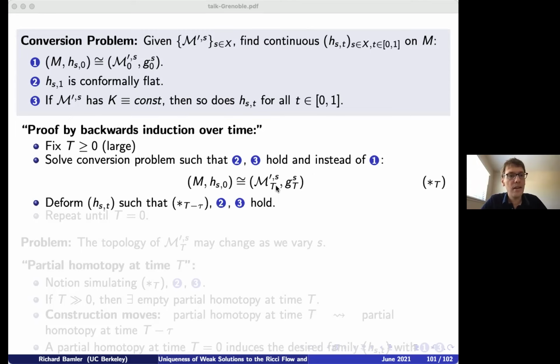And then there might be a way of deforming this hst such that instead of this property, we have the property where t is replaced by t minus some tau, where tau is a small uniform constant. So if we can say that whenever such an hs exists at time t, then we can also construct an hst for time t minus tau, and just by repeating this until we hit t equal to 0, we would solve the desired conversion problem.